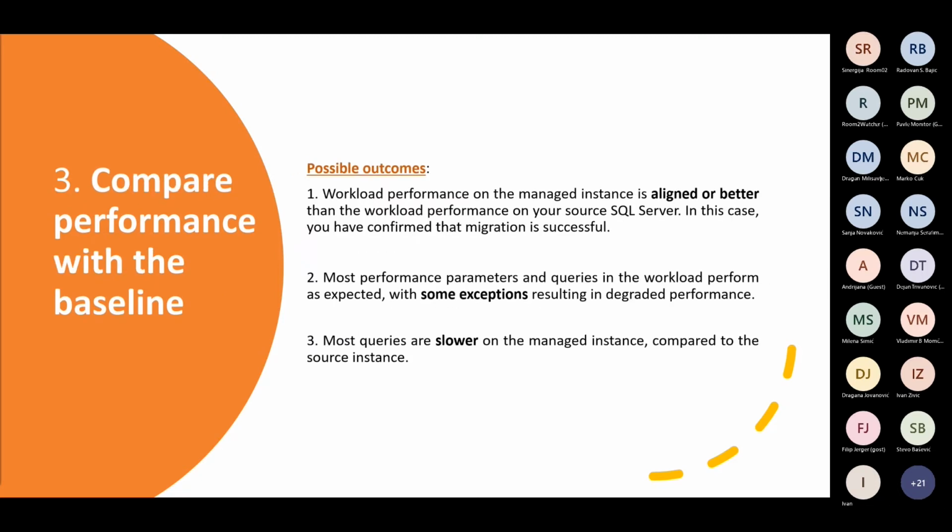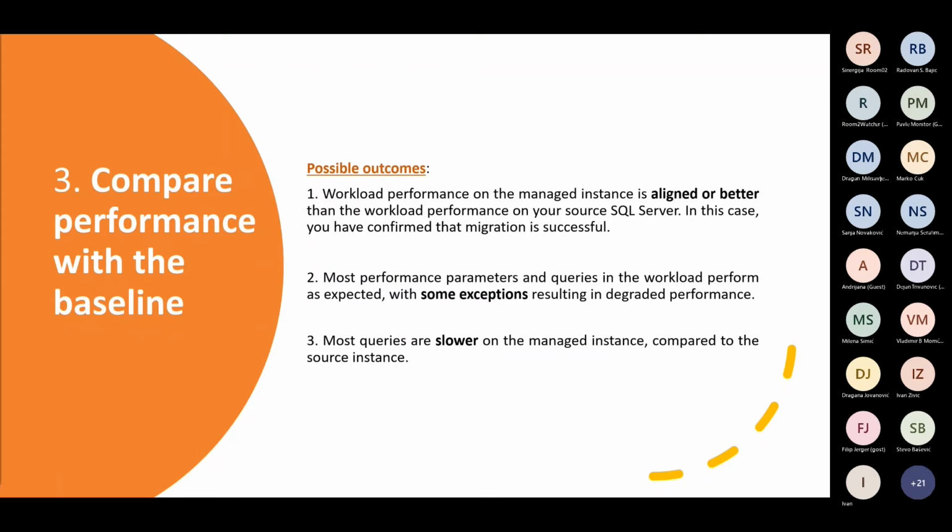And finally, the third step, compare performance with the baseline. You should monitor the performance of your target MI, and you should compare it with the baselines from the previous step. When you do that, you may get three possible outcomes. The first one is our happy scenario. So workload performance on the managed instance is aligned or better than the performance on the source. In this case, you confirm that migration is successful.